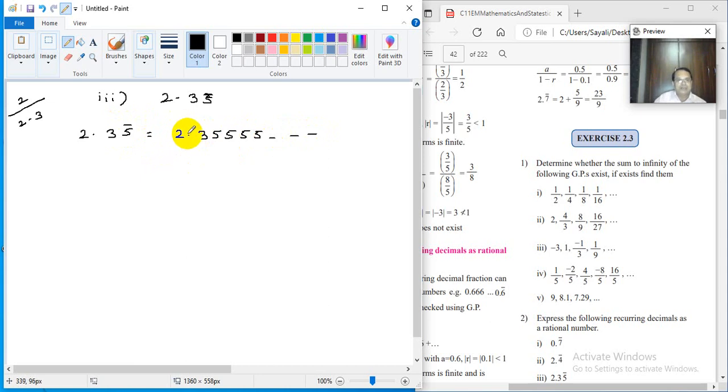म्हणजेच मला काय लिहिता येईल बघा, suppose I call this number as x. 2.3 5 5 5 and so on. Okay, now suppose I multiply this number by say 10. So 10x if I do, it will be 10 into this number.